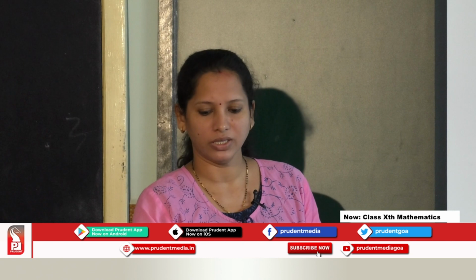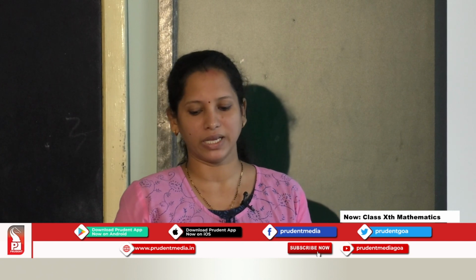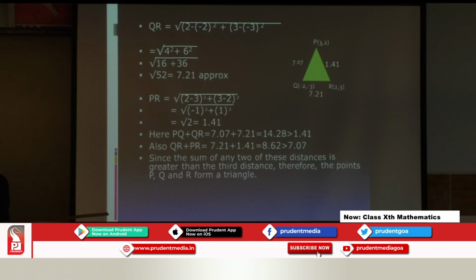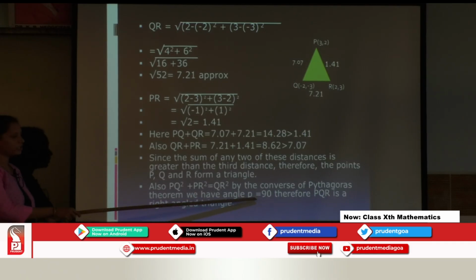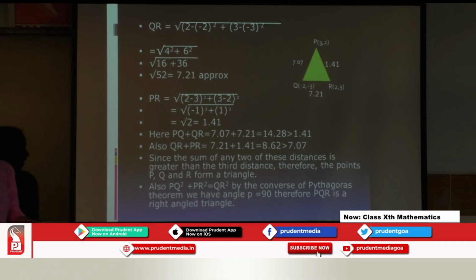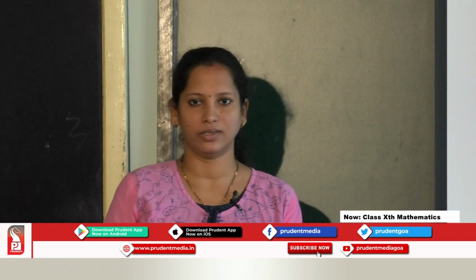There is one more question: what type of triangle is it? Since the sum of any two of these distances is greater than the third distance, the points P, Q and R form a triangle. Now also PQ squared plus PR squared is equal to QR squared. By the converse of the Pythagoras theorem, we have angle P equal to 90 degrees. Therefore PQR is a right angled triangle.